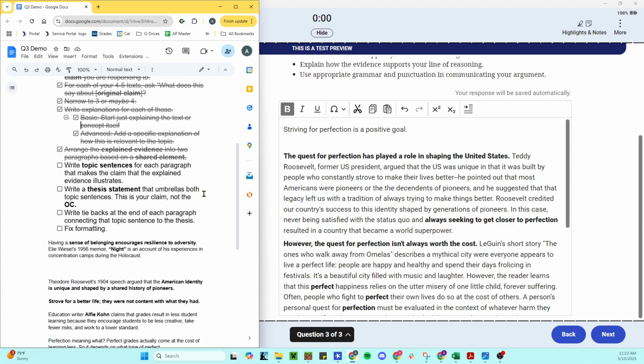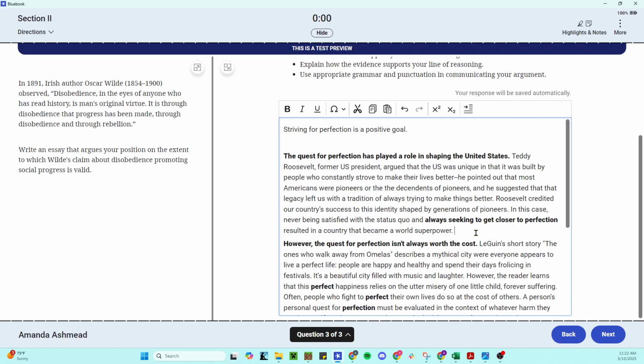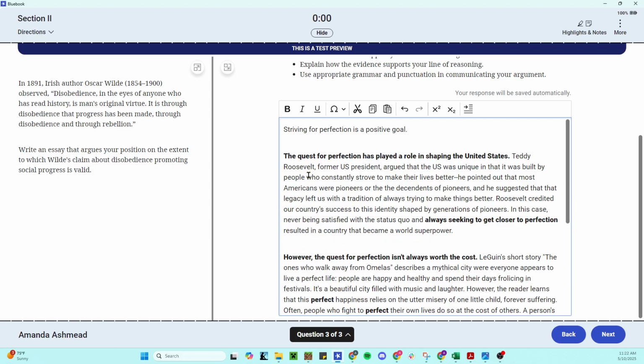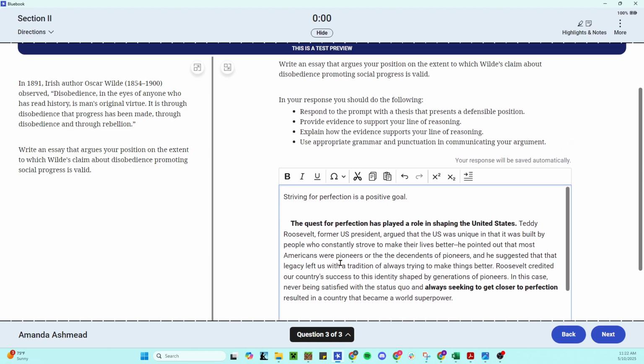Okay, so write topic sentences for each paragraph that make a claim. These are claims about what the essay is going to present. I'm just going to put an extra space there so it's clear that these are paragraphs, and I'm going to indent that because that looks better.